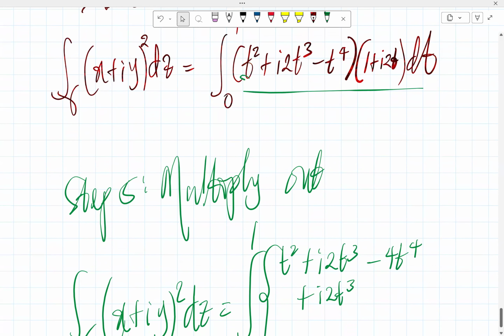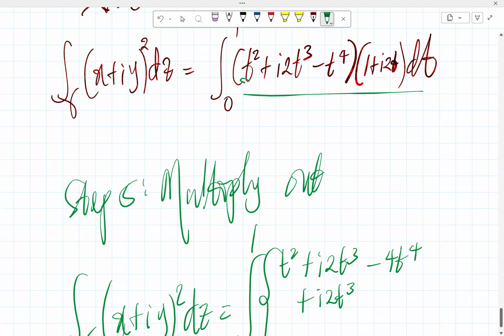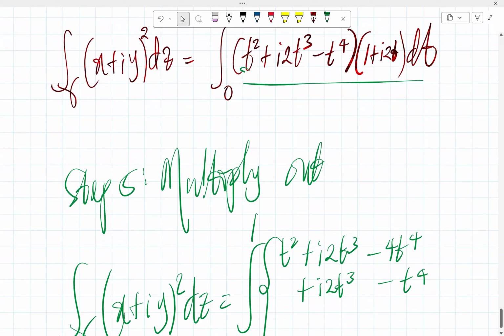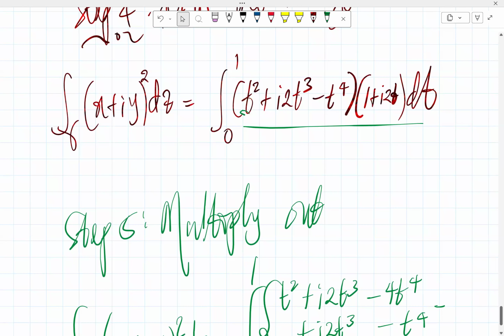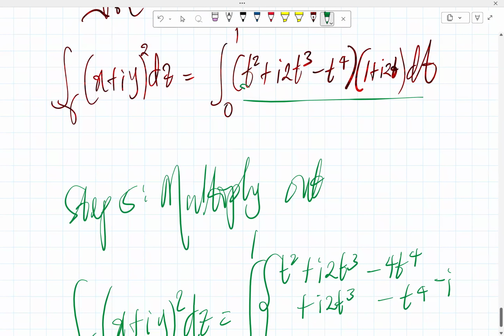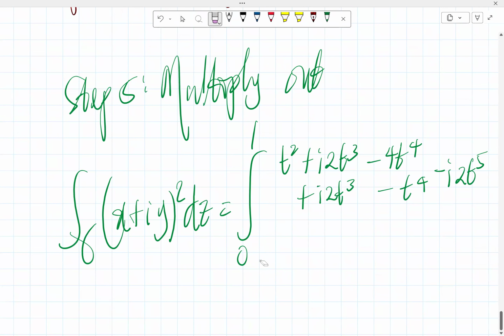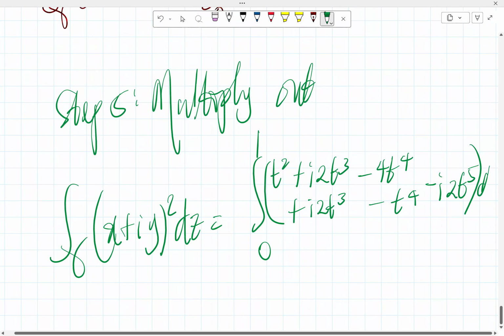Then the minus t⁴ times 1, that's minus t⁴. The minus t⁴ times i2t will be on its own: minus i2t⁵. Okay, so that's the integral here from 0 to 1, all of this now with respect to dt.